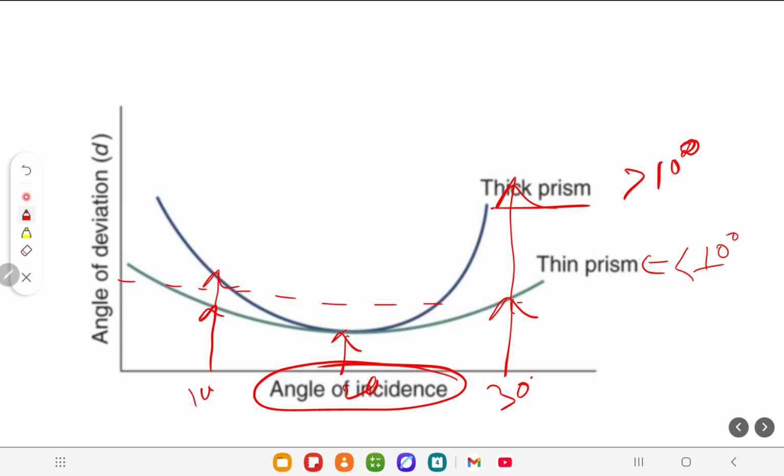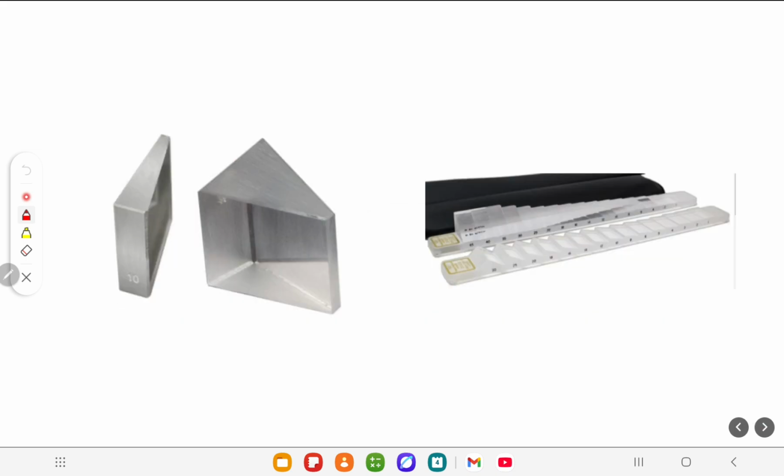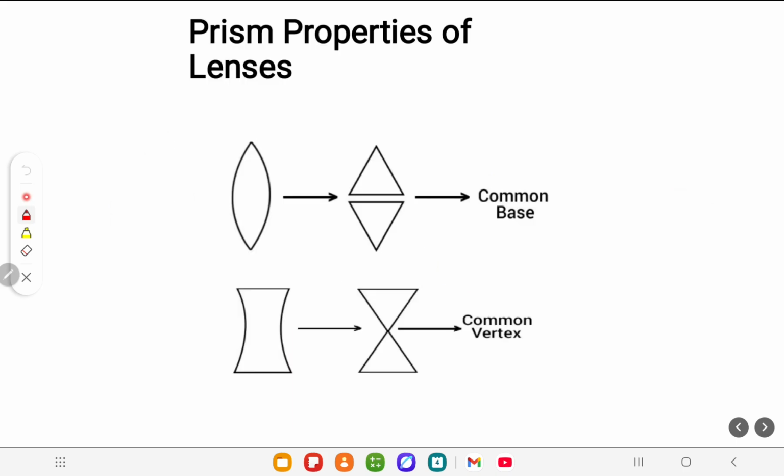But in case of thin prism, angle of incidence plays very little role. That's why it's called thin prism and thick prism, and we differentiate. It's a very important slide to understand the difference between thin prism and thick prism. It always comes in your examination as an optometry student. So these are some pictures for thin prism and thick prism. There are some pictures: loose prism and bar prism.